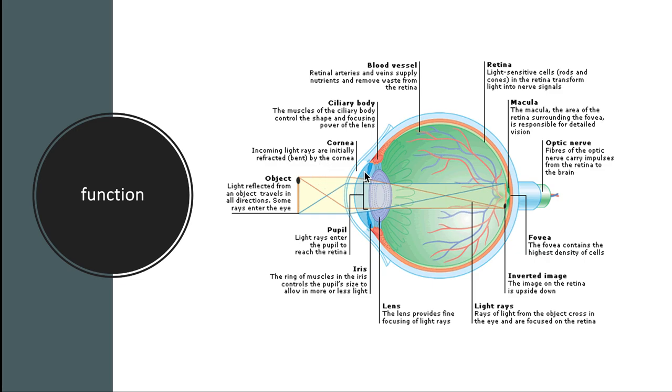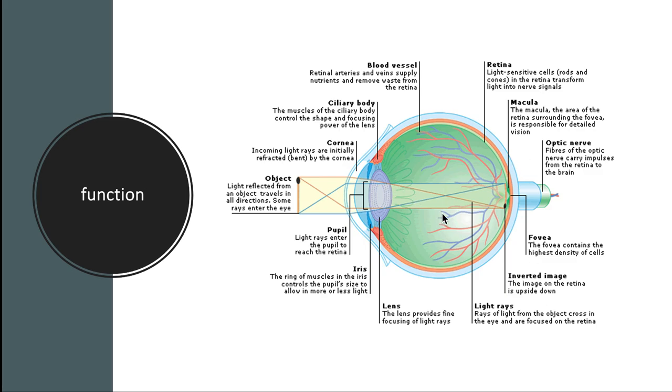Now we have liquids inside here. For example, we have the aqueous humor here, and then we have the vitreous humor. The aqueous humor is a solution of sugar, salts, and proteins. Its role is to maintain the shape of the eye and also reflect light into the pupil and the lens.